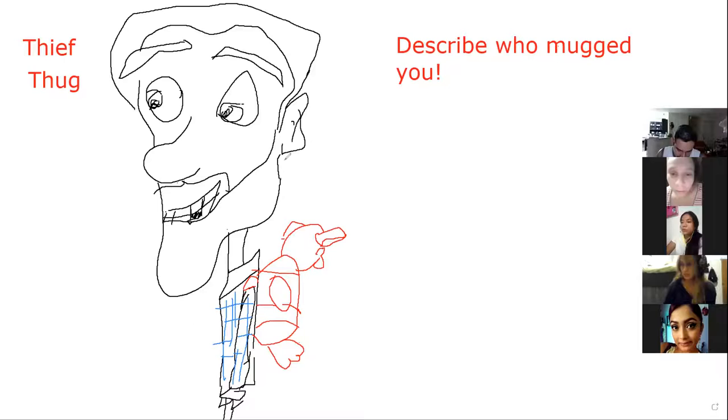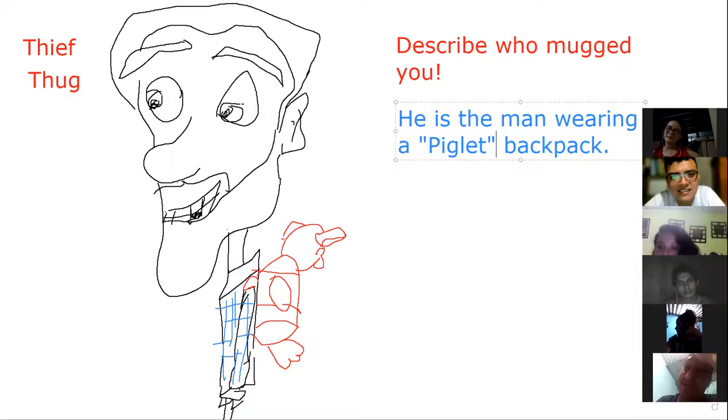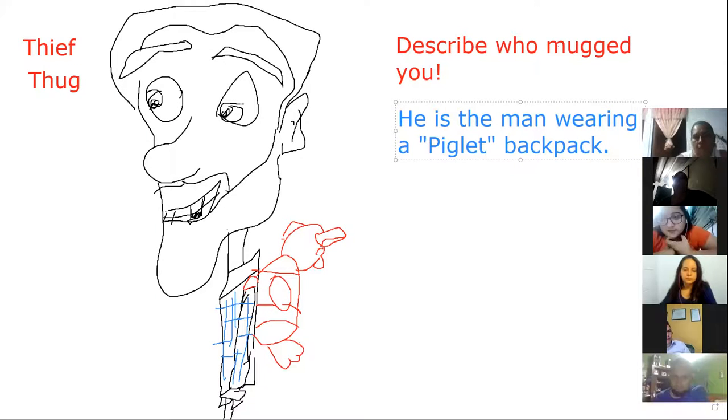He has strange hair. What? You mean strange? Now that doesn't look good. All right, let's do it like this. So now you can say this: oh, he is the man wearing a piglet backpack. He's the one wearing the piglet backpack. See? Él es el hombre llevando una mochila de piglet. What's the name? Pollito? Puerco, right? Something like that.